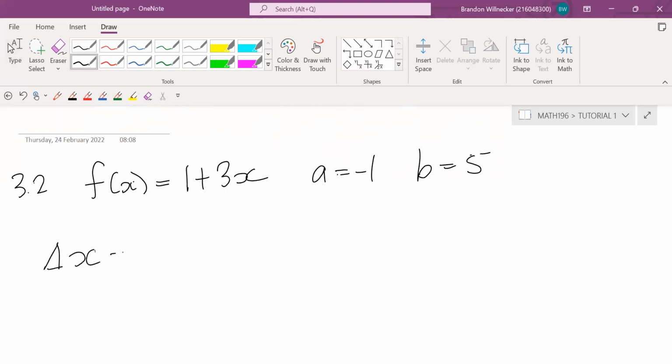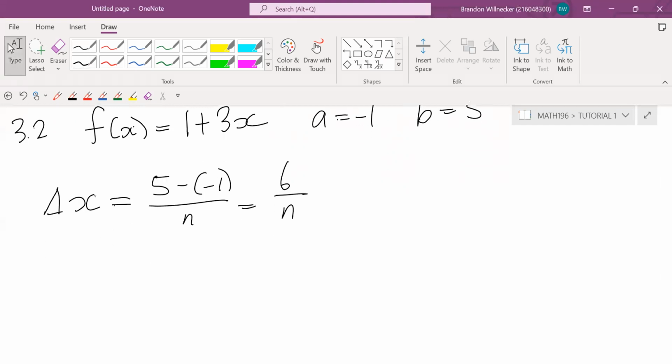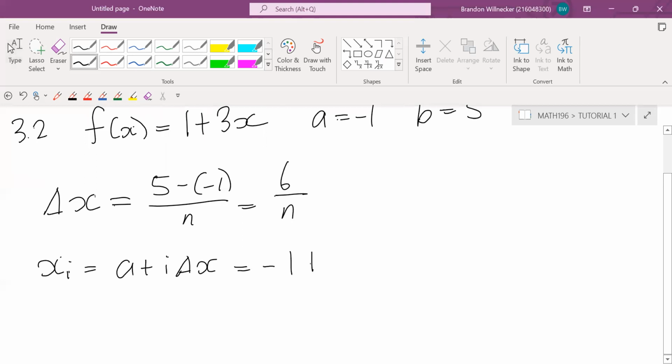So we need to do the little pre-steps. So delta x is going to be 5 minus minus 1 over n. So that's going to be 6 over n. xi is going to be a plus i delta x. So that's going to be minus 1 plus 6i over n. And lastly, f of xi is going to be 1 plus 3xi.